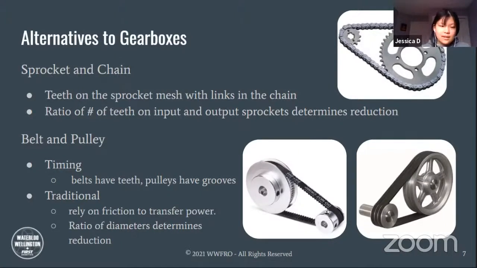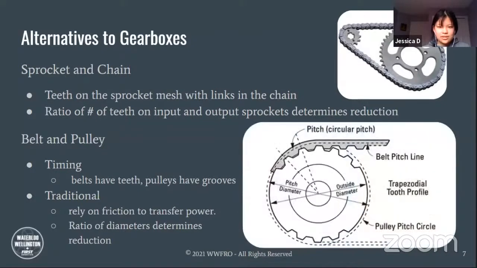And the second type of belt and pulley is the more traditional V belts, which you can see on the right. The reason they're called that is because they mainly rely on friction to transfer power. So there's no grooves on it. It's completely smooth, but usually it's made out of a material that has enough friction to transfer that power. And for belts and pulleys, the ratio of the diameters determines the reduction. So you're always looking at the circumference in a way.